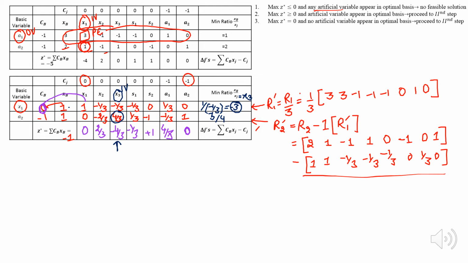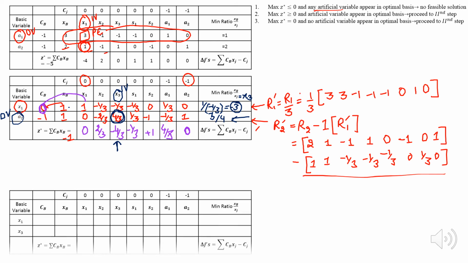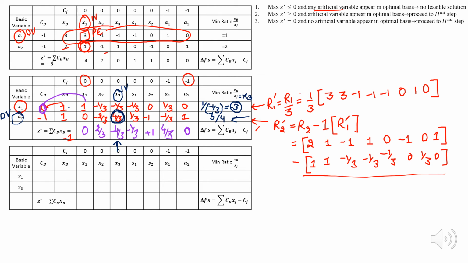Okay, so that's your value, and if you will see, the corresponding variable is a2. So now a2 is my outgoing variable, and what is my pivot element? Pivot element is 4 by 3. Okay, so that's how you updated your new simplex table.